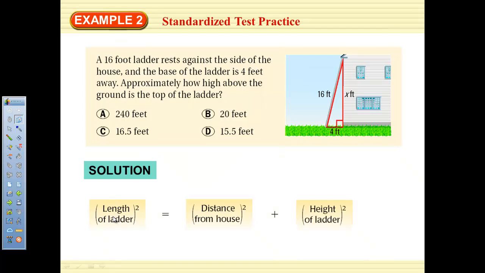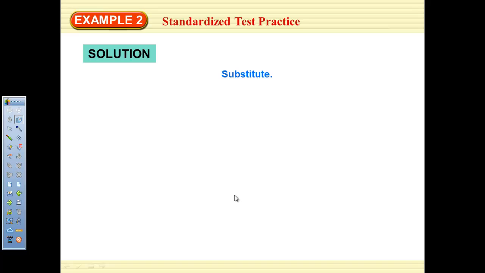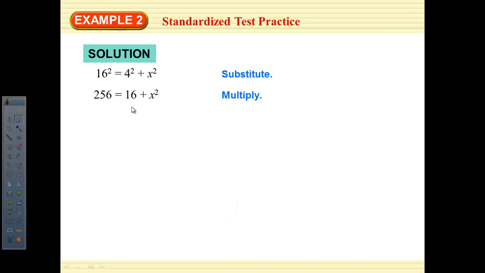So again, length of the ladder is the hypotenuse, and these are the two legs. So we plug in our values. We get 256 equals 16 plus x squared. We subtract 16 from both sides. We get 240. We take the square root of both sides.